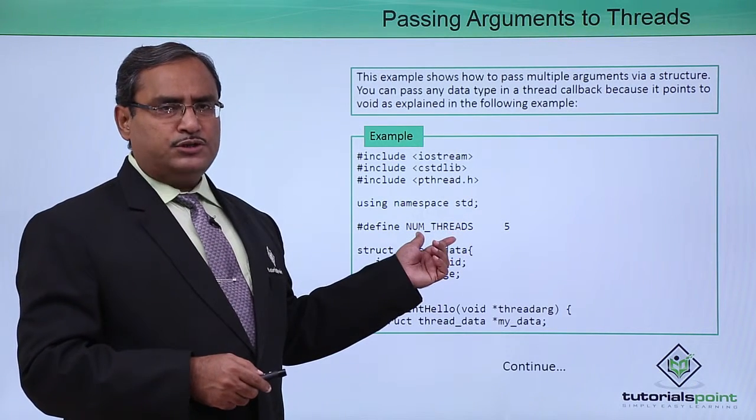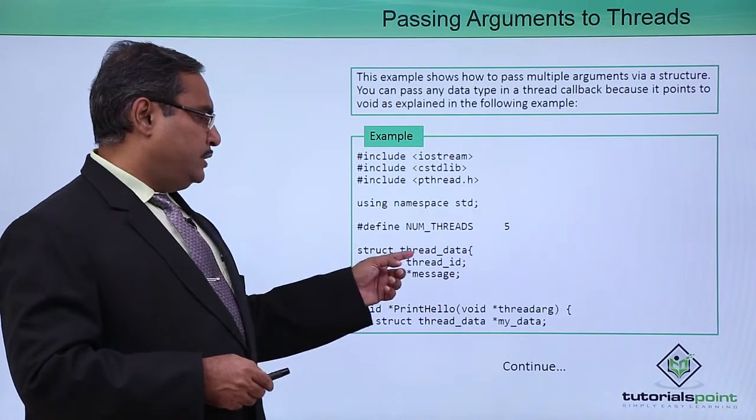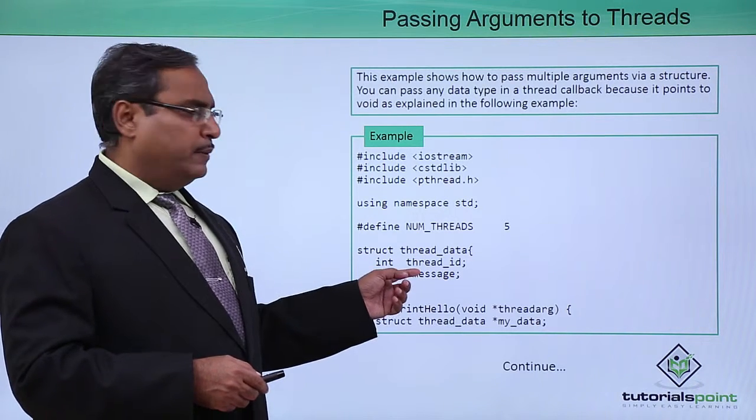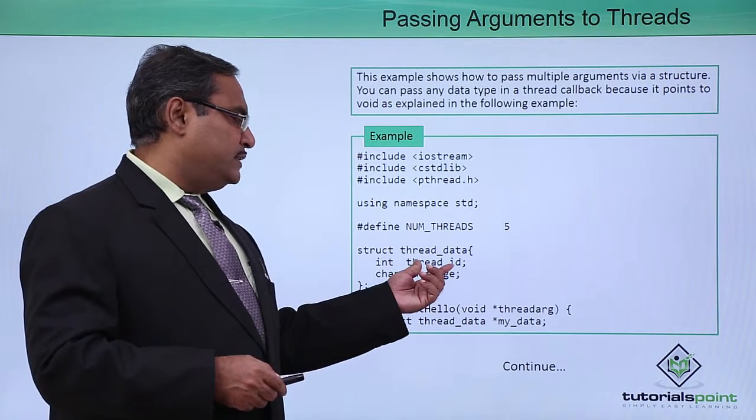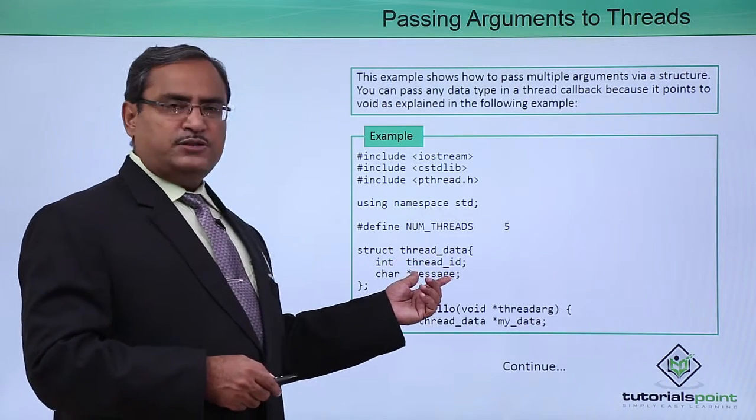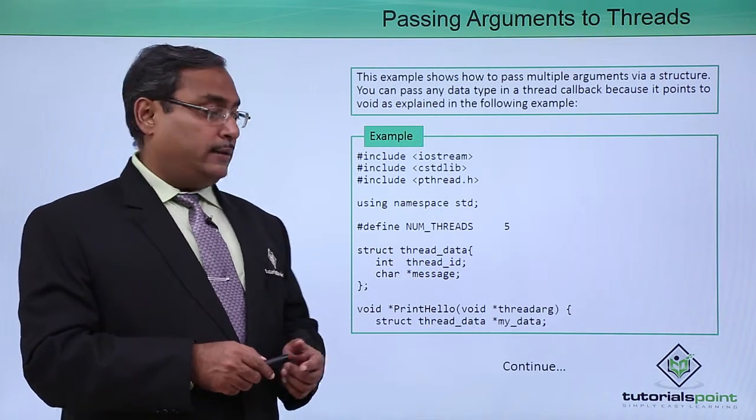This is a symbolic constant defined with #define. So this is the respective structure. The name of the structure is thread_data. It has got two fields. The first one is the thread ID of integer type, and the next one is the message of character pointer.